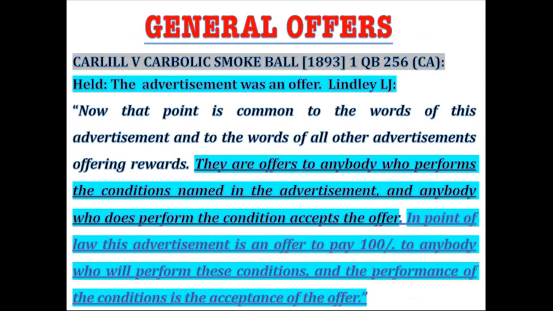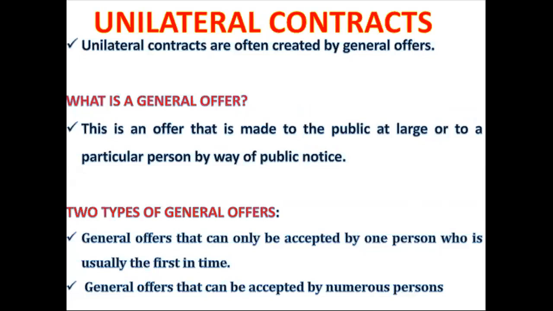End of quote. So in Carlill and Carbolic Smokeball, we see a general offer that was made to the whole world and that was capable of being accepted by anybody who tendered the performance. That is Carlill and Carbolic Smokeball Company Limited. And that shows us general offers. So remember, you can have a general offer that can either be accepted by numerous persons, as we've seen in Carlill and Carbolic Smokeball, or by one person who is usually the first in time. Remember that general offers are offers made to the public at large or to a particular person by way of a public notice.